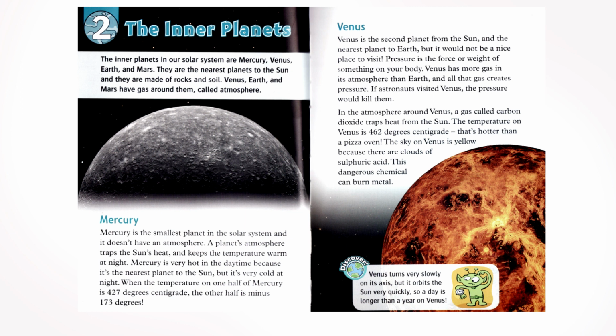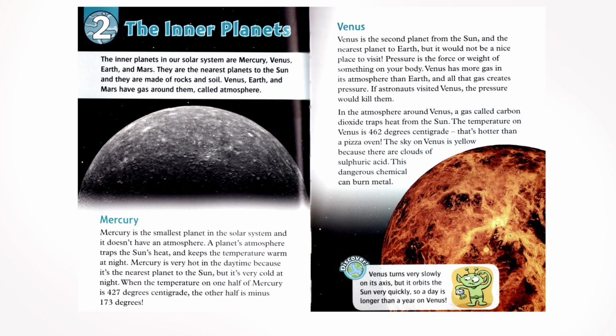Venus. Venus is the second planet from the Sun and the nearest planet to Earth. But it would not be a nice place to visit. Pressure is the force or weight of something on your body. Venus has more gas in its atmosphere than Earth, and all that gas creates pressure. If astronauts visited Venus, the pressure would kill them.